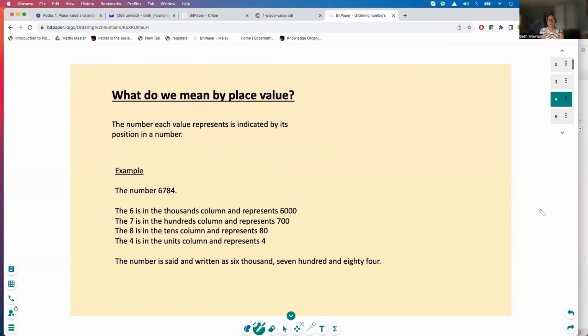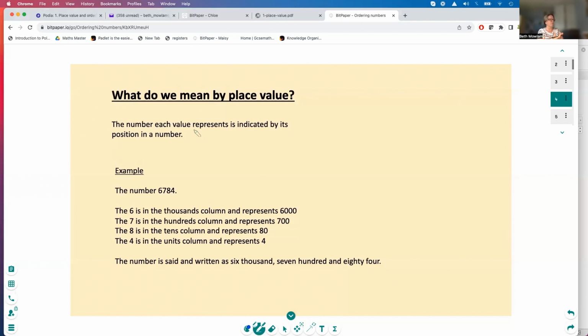So here we go. What do we mean by place value? What I mean is the number each digit represents in a position. Each number has a value. We need to understand how big or how small it is. They're not just random. There is a set positioning of them, and from that, we can tell how big the number is.